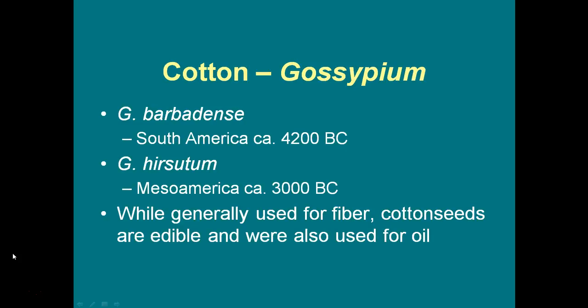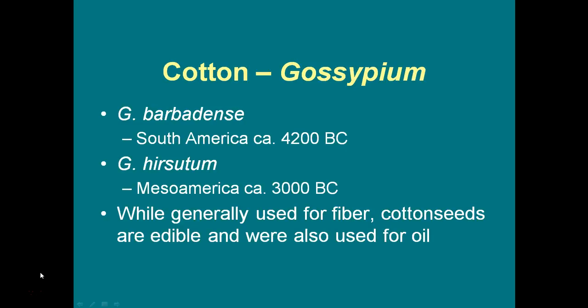Cotton was independently domesticated in both the New World and the Old World, and in the New World it was independently domesticated in South America and in Mesoamerica, where two different species were domesticated. The South American variety, Gossypium barbadense, spread from South America into the Caribbean. Hence it is sometimes called sea island cotton, and this is the variety that was grown in the southeastern United States.